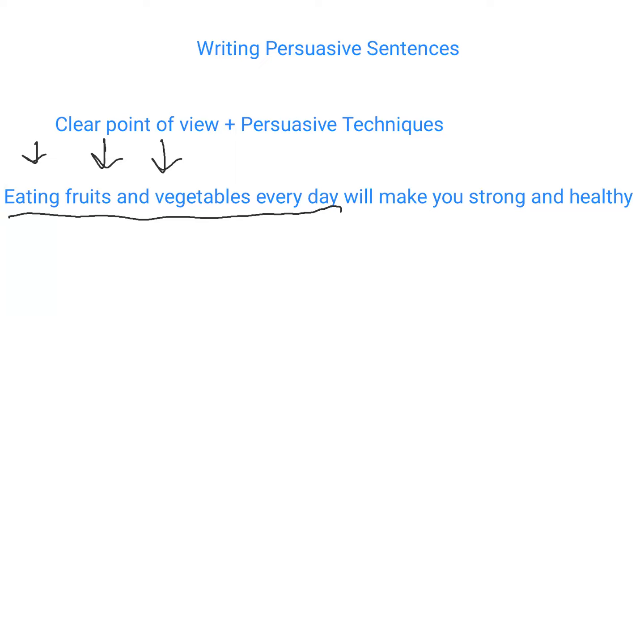So, eating fruits and vegetables every day will make you strong and healthy. Eating fruits and vegetables every day, that is the clear point of view of this sentence. Now, what is the persuasive technique? The persuasive technique is that it's telling you it will make you strong and healthy.